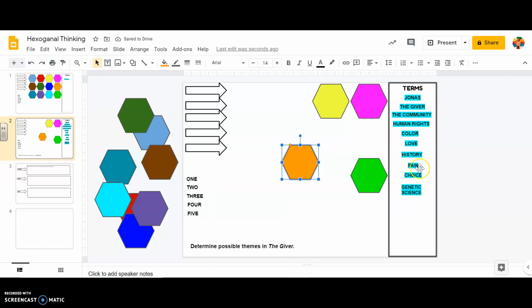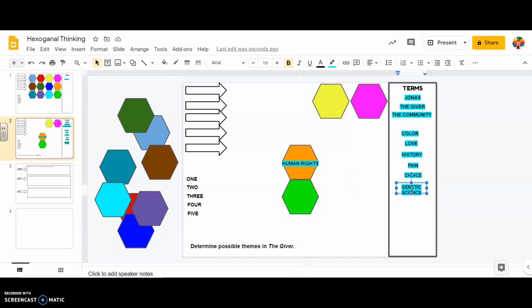And I'm going to go towards a term that I tend to have maybe strong feelings about. And for me, one of those would be human rights, which I know is pretty important in the story. And I'm wondering, what sorts of other terms here connect up to human rights? Well, I have a lot of different ways to go because a hexagon has 1, 2, 3, 4, 5, 6 sides. So I have up to 6 ways to make connections. One way, probably I could argue, is genetic science.